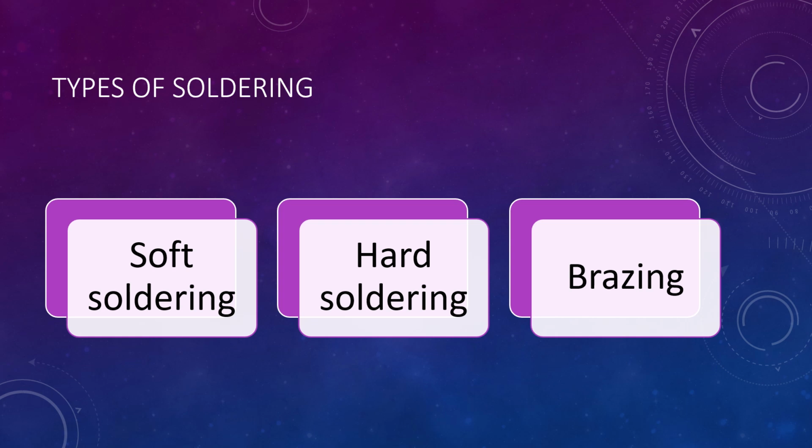Next, we have hard soldering. Hard soldering is also known as silver soldering and is done above 842 degrees Fahrenheit. Typically, brass and silver are used in this process. A blowtorch is also required for this method in order to properly heat the materials. Brazing is the third type of soldering, which will be discussed later in this presentation.